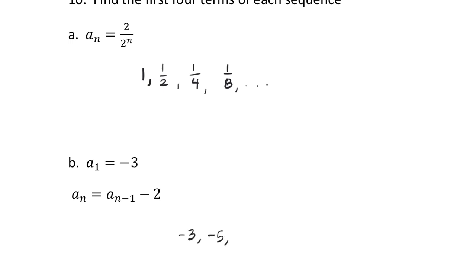is negative 5. Now the next term is a sub n. So if this is a sub n, then this is a sub n minus 1. So to find this term, we subtract 2 from that term. So that's negative 7. Now to find this term a sub n, we go to the term in front of it, a sub n minus 1 and subtract 2. Pretty much we're just subtracting 2 every time.